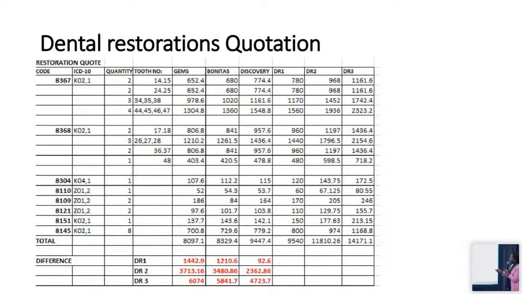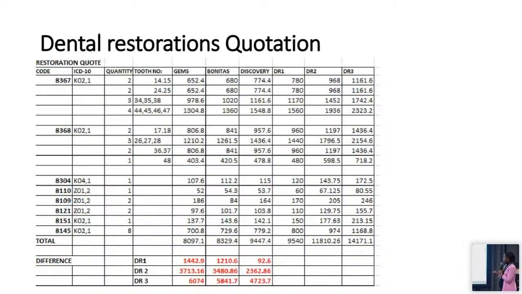Okay. So you write that quotation like I showed you, and then on the clinical course part, you write all your codes. You write your ICD-10 code. The quantity is based on the tooth numbers. So this is what GEMS is offering to pay currently. This is what Bonitas is offering to pay currently. This is what Discovery is offering to pay currently. I just drew three so that they can fit in the presentation. Otherwise, if I had to take all of them, they won't fit.